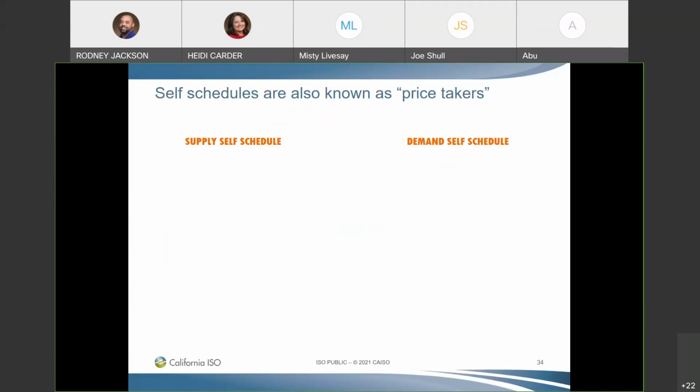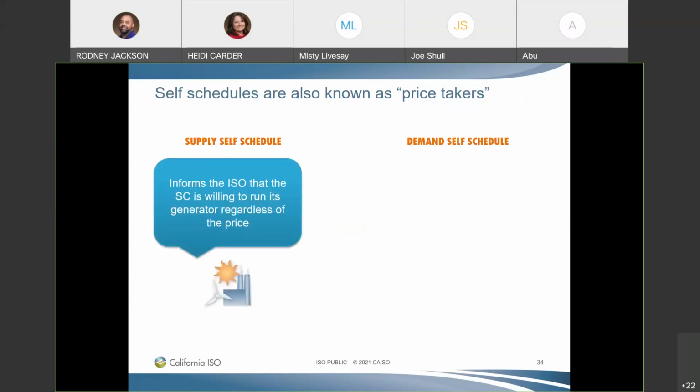Sales schedules are also price takers. Participants have the ability to submit sales schedules, and these are offers to either supply or buy, no matter what the price is. For example, a supplier could submit a sales schedule for 100 megawatts of energy. This tells the market that they're planning on generating 100 megawatts tomorrow, regardless of the price. Perhaps they have a contract with a load-serving entity to provide those megawatts.